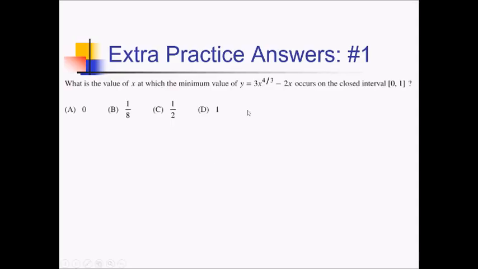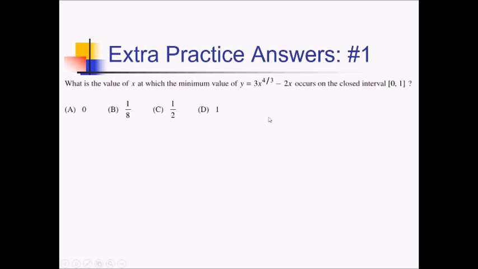On this problem, we're trying to figure out the x value where we hit a minimum value for this 3x to the 4/3 minus 2x function on the interval 0 to 1. So we know that we're going to have to test 0 and 1 out, at least if we're using the candidates test. And we're also going to have to test out any critical values we reach on that interval.